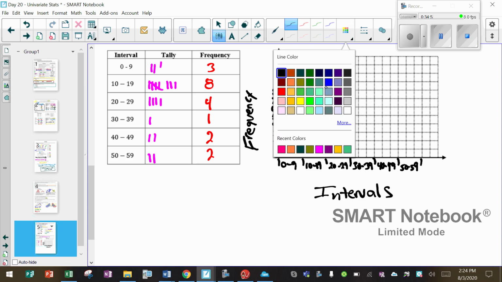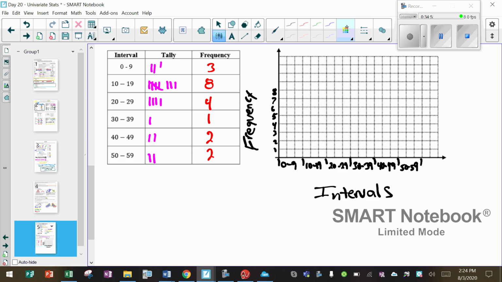And now I make my bars touching, turning it into a histogram. From 0 to 9, frequency is 3. From 10 to 19, frequency is 8. From 20 to 29, frequency is 4. 30 to 39, frequency is 1. 40 to 49, frequency is 2. 50 to 59, frequency is 2.